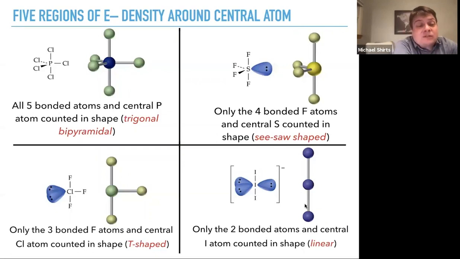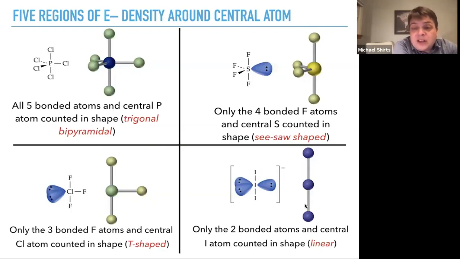For example, phosphorus pentachloride. You have 5 identical chlorines that are bonded, and so the furthest apart they can get is trigonal bipyramidal. That was one of the shapes with n equals 5.